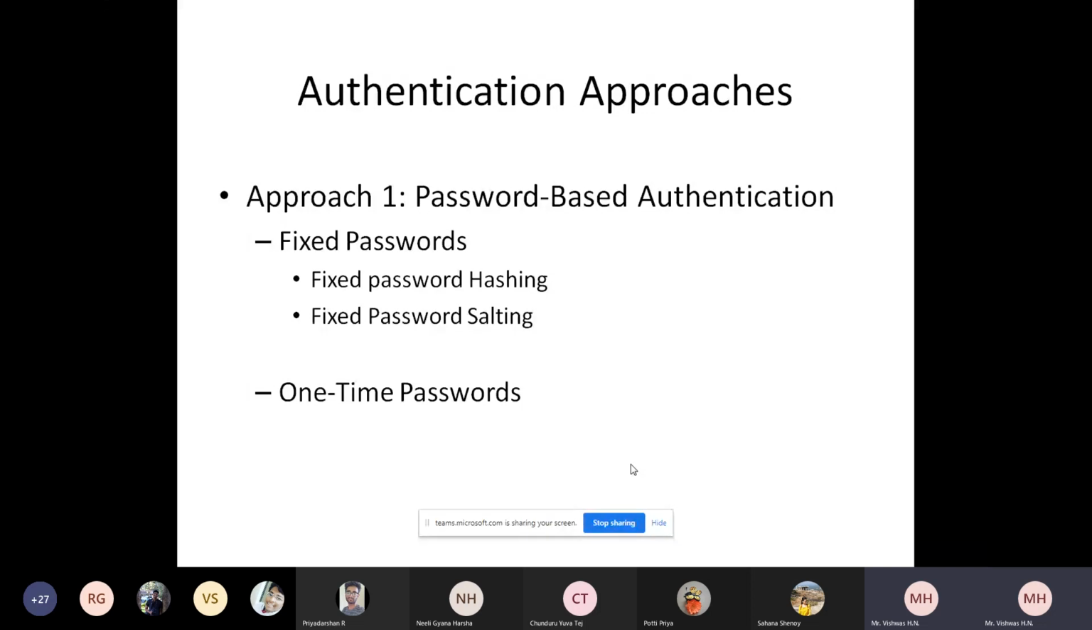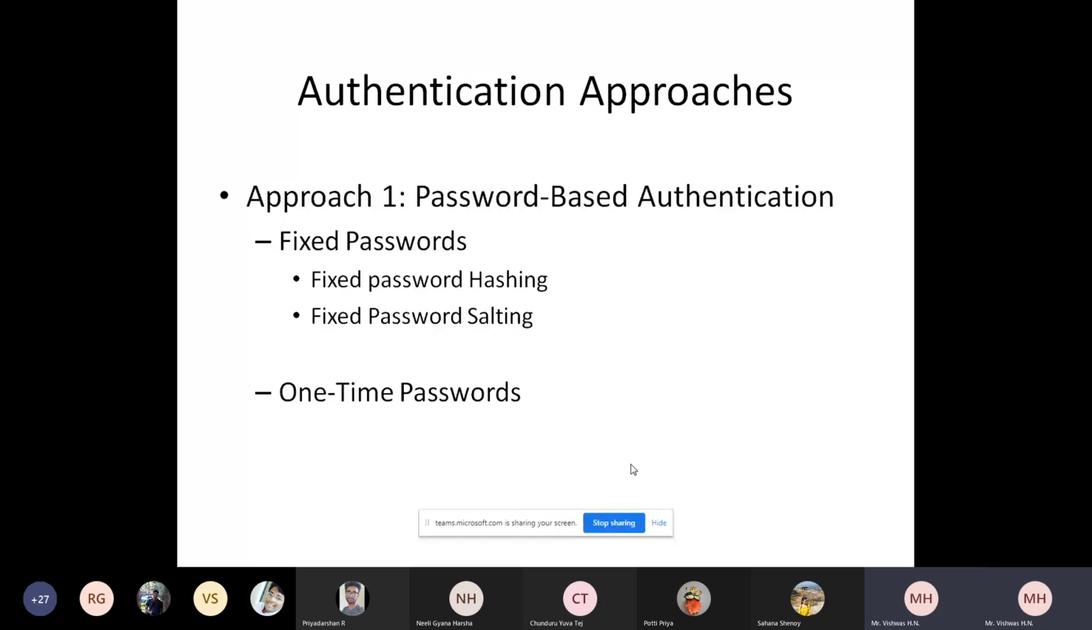The other one is one-time password. One-time password is stronger, and the attacks I told you about, which may happen to fixed passwords, will not happen to one-time passwords. So that's about the first approach, password-based authentication.